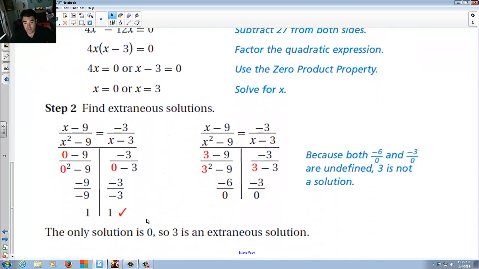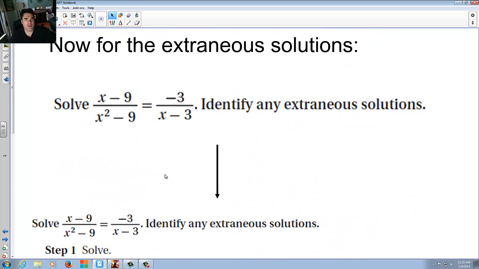Now you plug them in. When you plug 0 in, you get 1 and 1. That's good to go. But when you plug in the 3, the problem is you have an undefined answer, which is not good. So 3, which was what it was here, is an extraneous solution. The 0 is not.